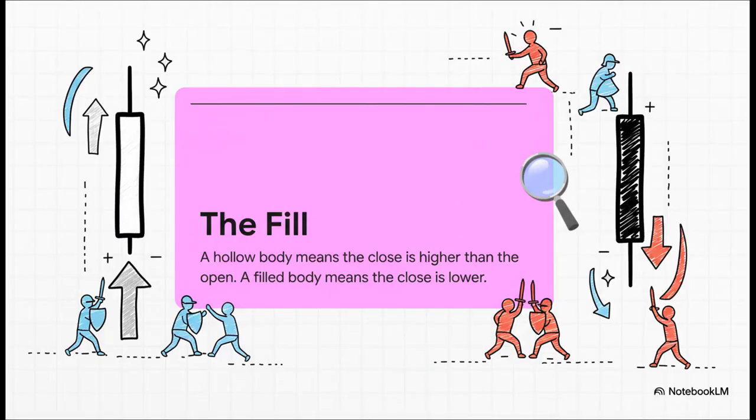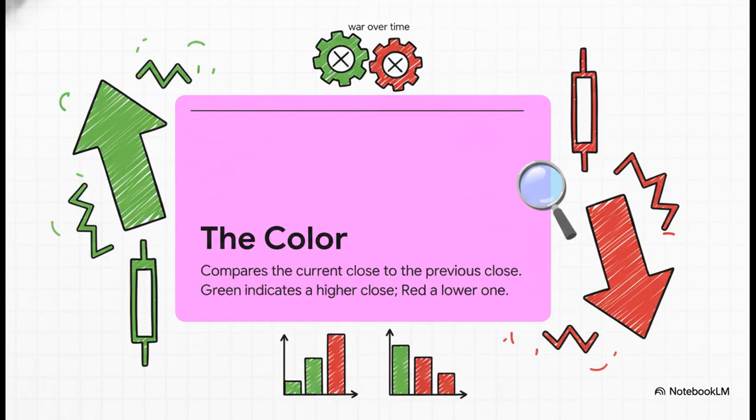So first up is the fill. Think of this as the story of the battle between buyers and sellers, but just within this one single time period. It's super simple. If the closing price is higher than the opening price, the body is hollow. It means the buyers won that round. If the close is lower than the open, well, the body is filled. Sellers took control. So far, this part's actually pretty similar to a regular candle. But here's the secret sauce, the color. This is the big difference.